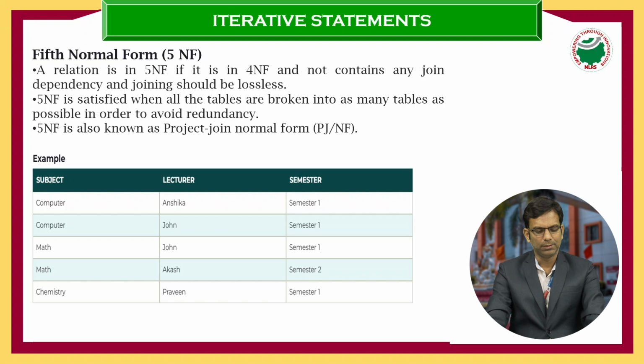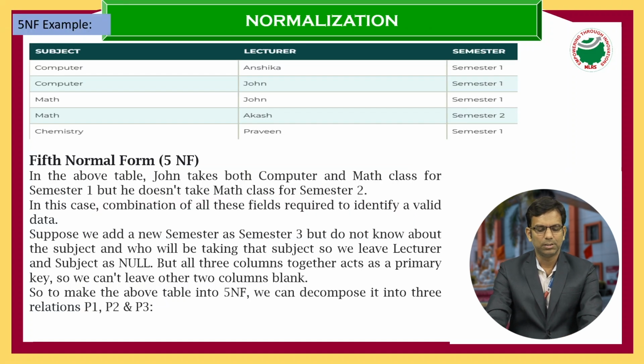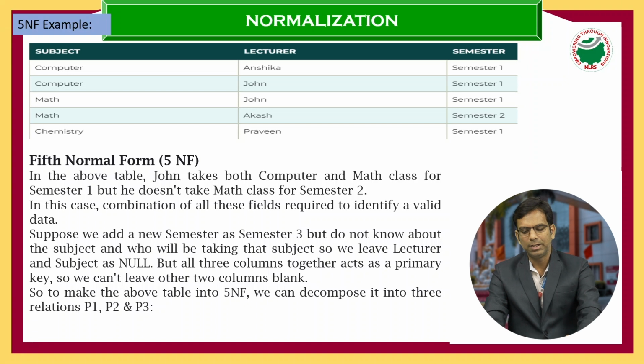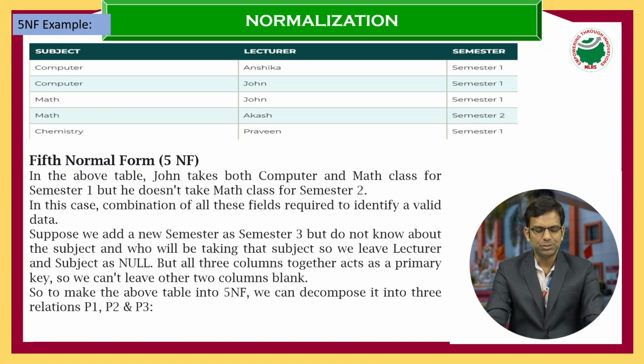Now see the example of 5NF. Here I have taken subject, lecturer and semester. It is student data. I have taken different subjects: computer, maths and chemistry, different lecturer names, and semesters. You have to focus on the semesters. The fifth normal form table is decomposed. The same table I have drawn here: subject, lecturer and semester. In the above table, one faculty member named John has taken two different subjects, computer and maths, and his service is given to semester 1. Then John does not take the maths subject in semester 2. Just now I told you, in this table you should focus on the semester entity.